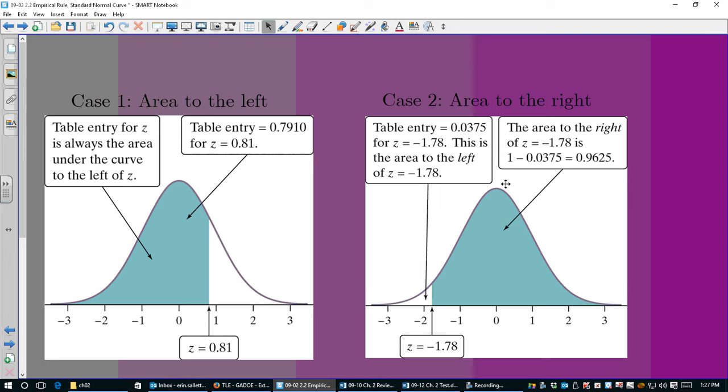Well, remember the area under the entire curve is 1. So if I take 1, which is the entire area, and subtract from it the area that I don't want, which is the area that's to the left, I get the area that I want. So I take 1, subtract 0.0375, and I get 0.9625. So that's how I find the area that's to the right. I take the whole thing of 1, subtract the piece that you don't want, which is the value you got from the table, get the piece that you do want, which is 96.25% or 0.9625.